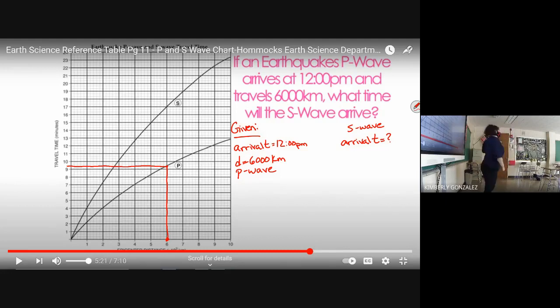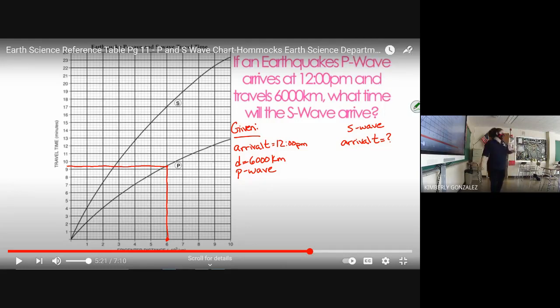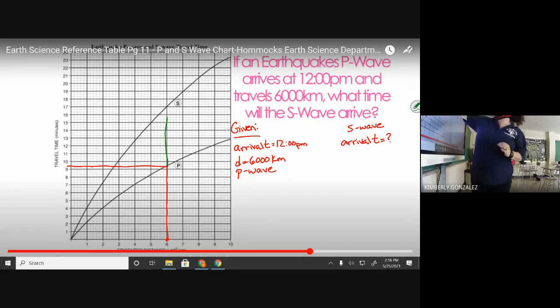Well, it's not asking you for the travel time for the P wave. It's asking for the arrival time of the S wave, which means we have to look. They're still both going 6,000 kilometers. You did not change the distance between the epicenter and the seismic station. It's still 6,000. But now we're asking about the S wave. The S wave takes a total of 17 minutes to get to the seismic station.